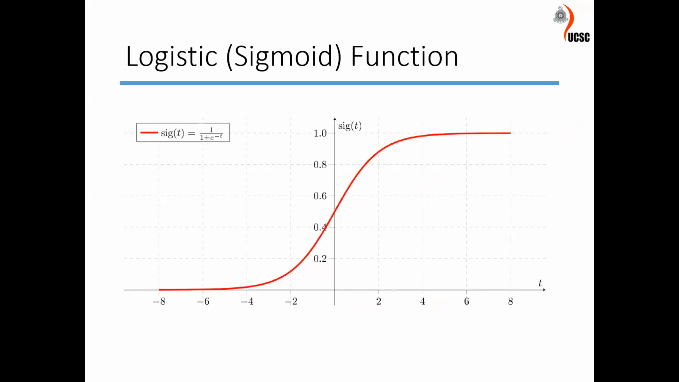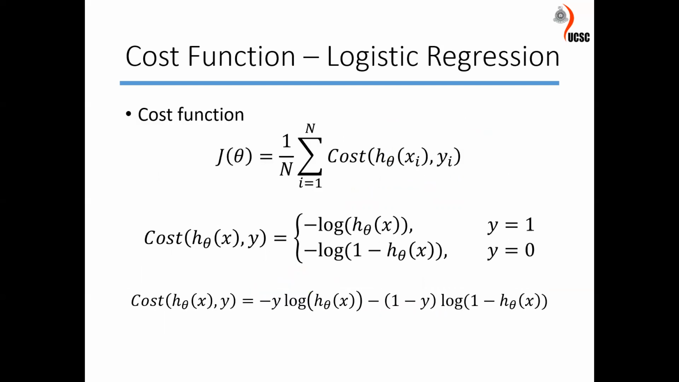So this is our sigmoid function. You can see, we can write our cost function like this. It's a function of h theta of x_i and y_i.